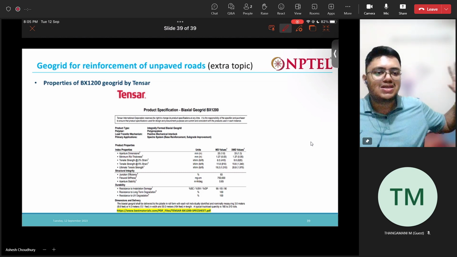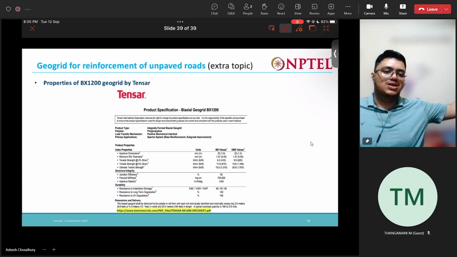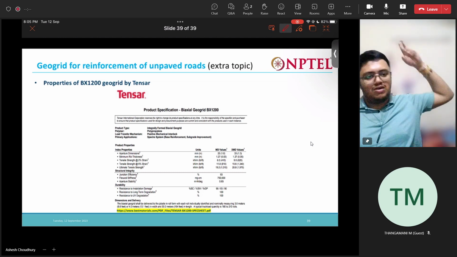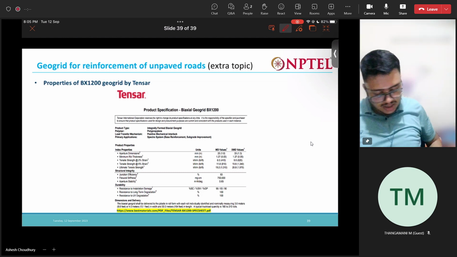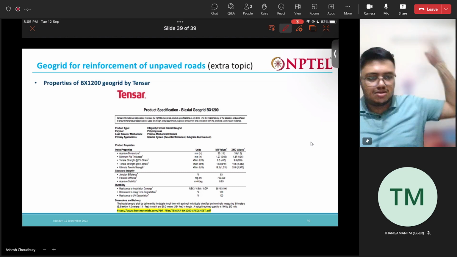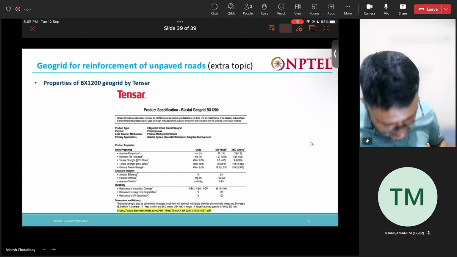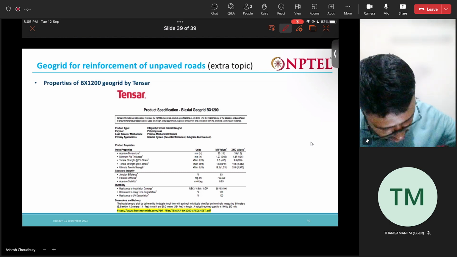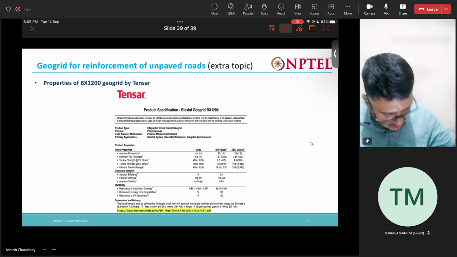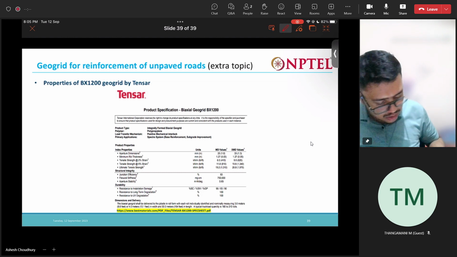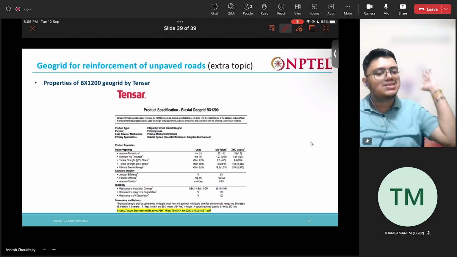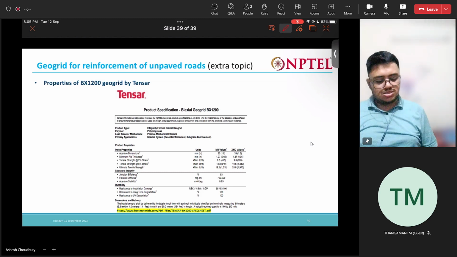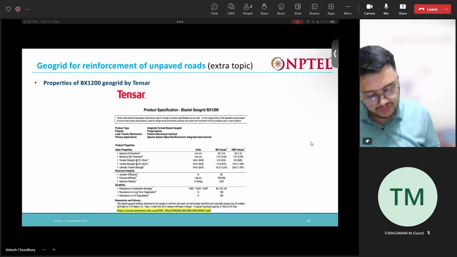So the widths of the rolls are generally 3 meters to 4 meters. 3 meters is approximately the height of one person, so the width is quite high. The length of the geogrid rolls is approximately 50 meters. The truckload quantity is also given: 210 rolls are generally sent by the company on a truck. So it is very interesting how product specifications are actually given.